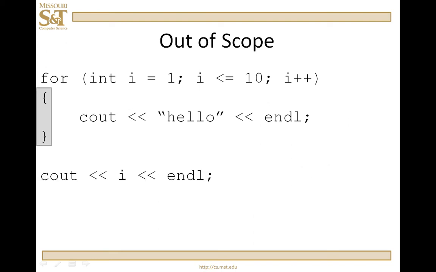So, let's take a look. Suppose I put the curly braces here. Well, that's no different. That single statement cout hello is still a single statement for that for loop, whether you've got curly braces or not. This I is still out of scope. I still non-existent here. Okay?